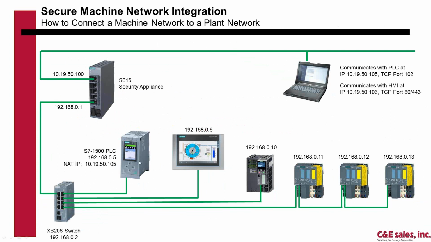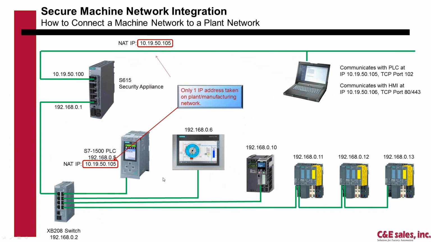So what that would allow me to do is pick and choose which devices are going to be visible up on the plant side of the network. So here's the address, this NAT IP. I take this initial address of the PLC, which is 192.168.0.5, and I'm going to bring it up to the plant network. By creating a NAT address, that IP address for the PLC now looks like 10.19.50.105 to my PC. That NATing is taking place in the NAT device, which is, in this case, this S615.